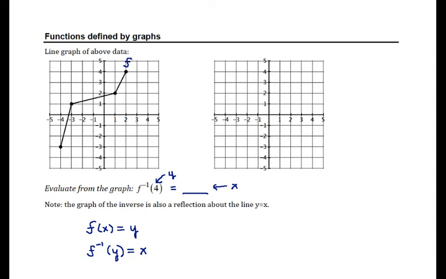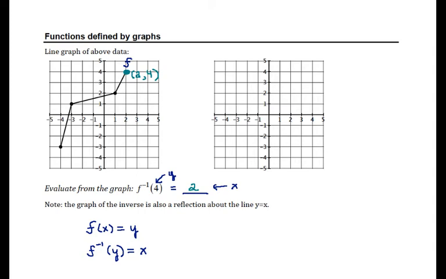So I'm going to look for a point on this graph with y coordinate 4, which I can see occurs right here at the point (2, 4). So where y is 4, it looks like x is equal to 2. So one thing I can do with a graph is just evaluate a function or evaluate an inverse function for particular inputs. But another thing I can do is draw a graph of the inverse.